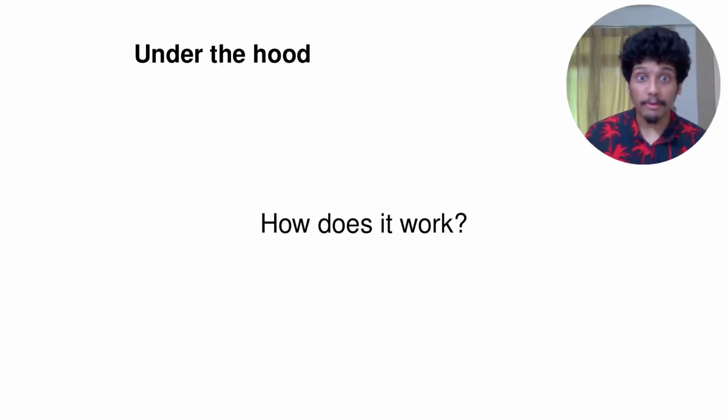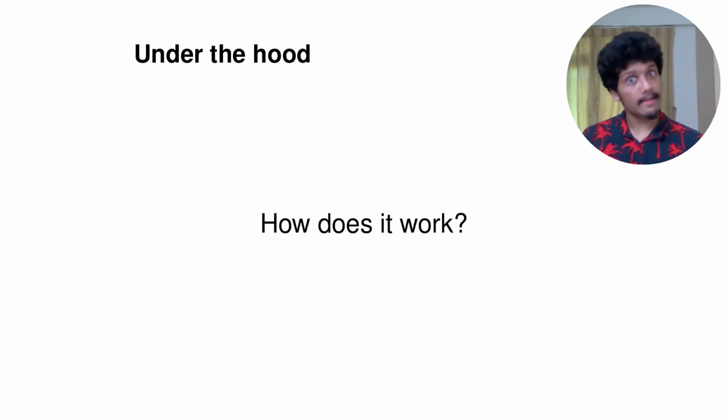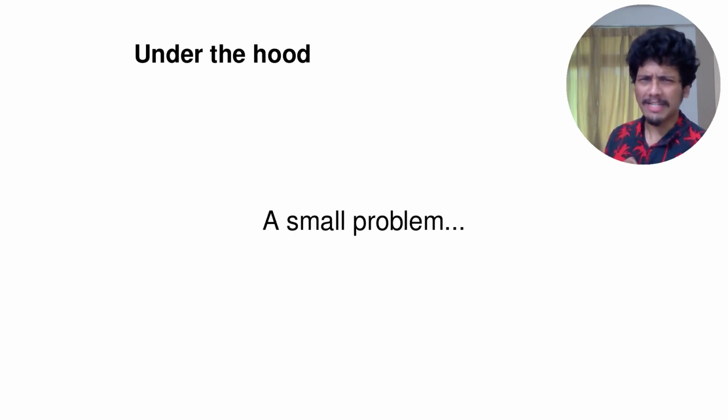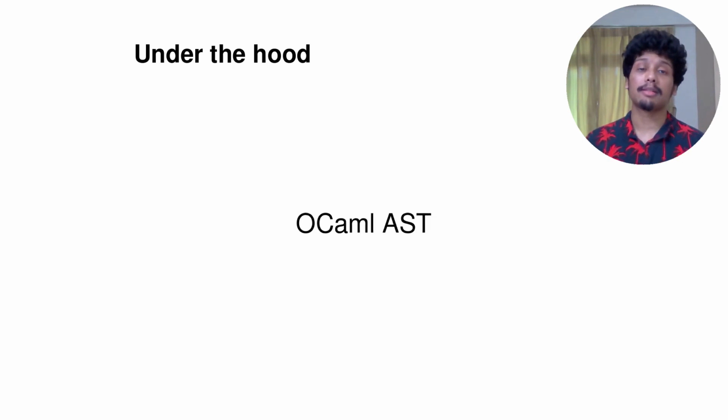Alright, so now that we've had a chance to see GopCaml mode in action, now let's take a look under the hood to find out how exactly it's implemented. So, how exactly is it implemented? Well, I told you earlier that it's implemented by tracking the concrete syntax tree for the currently edited file. But it turns out it's not quite that simple. And this is because of one small problem. And to understand what that problem is, let's take a look at the OCaml syntax tree.